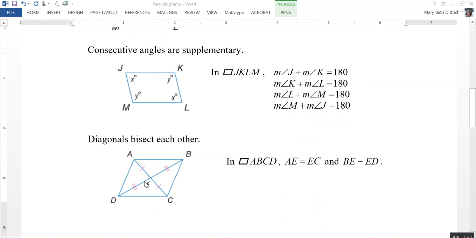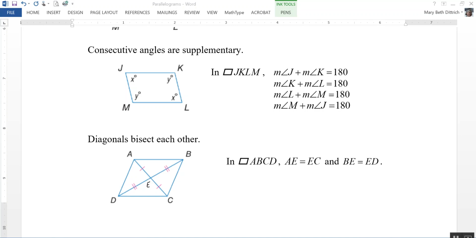Consecutive angles are supplementary. Remember, consecutive means right next to each other. So that means that the measure of angle J plus the measure of angle K is going to equal 180. Measure of angle K plus measure of angle L equals 180. Measure of angle L plus the measure of angle M equals 180, and the measure of angle M plus the measure of angle J equals 180. Consecutive angles are supplementary.